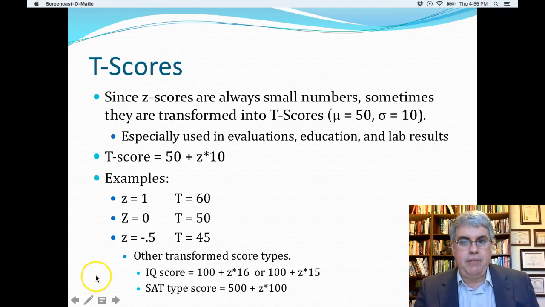Now an SAT type score that usually goes from like a 200 to 800 would be 500 plus your z score times 100. So the average score on a scale of the SAT test is 500, and the standard deviation is 100. So if you had an SAT score of 600, that would mean you were one standard deviation above the norm.